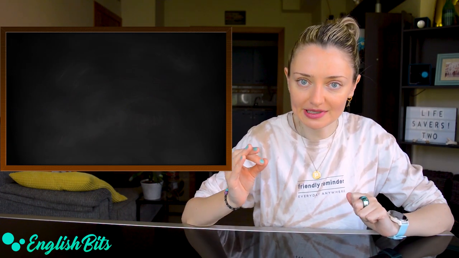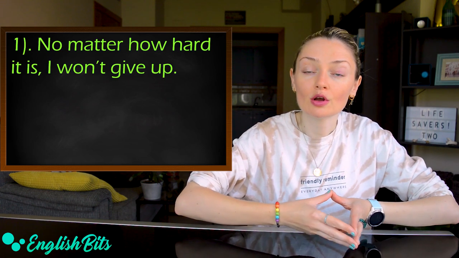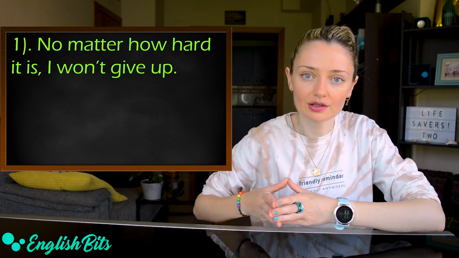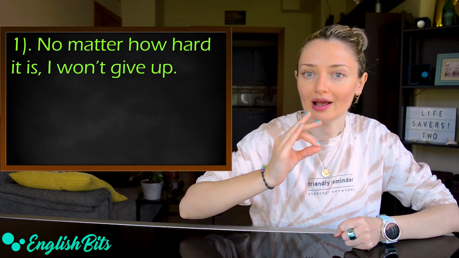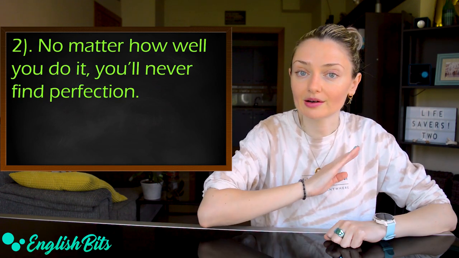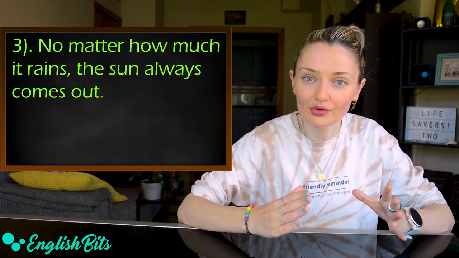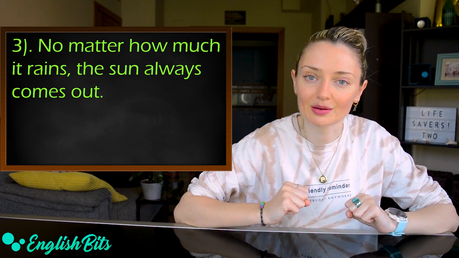First, let's look at some examples with no matter how. For example, no matter how hard it is, I won't give up. So after the question word how, we can use an adverb or an adjective. Number 2, no matter how well you do it, you'll never find perfection. Number 3, no matter how much it rains, the sun always comes out.